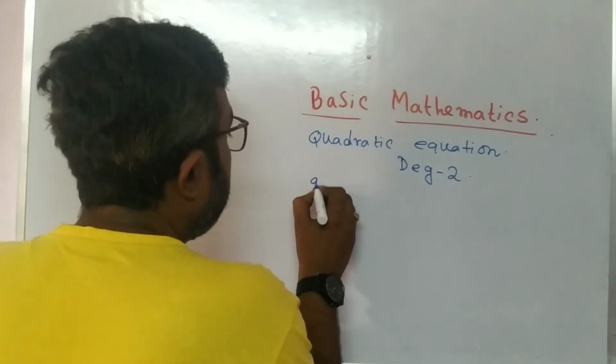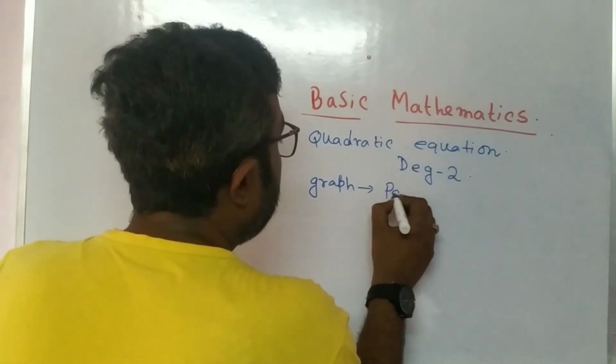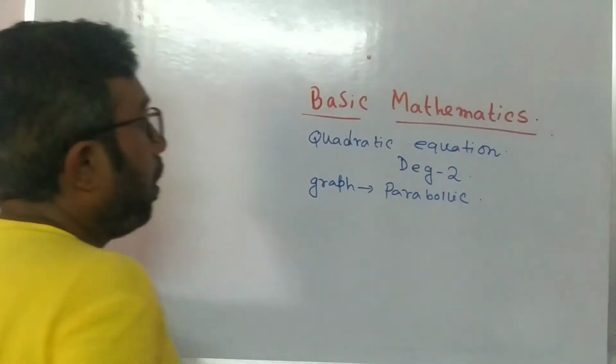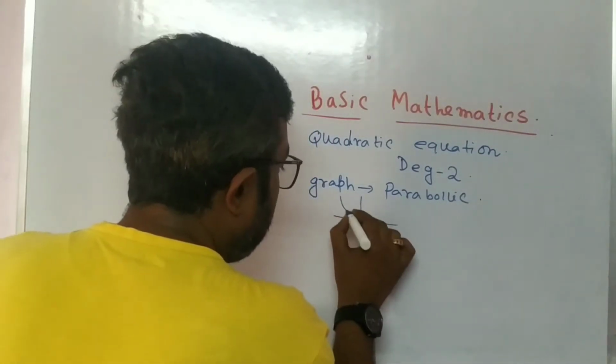What is the graph of the quadratic equation? It's parabolic. Okay. How does it look like? It looks like this.